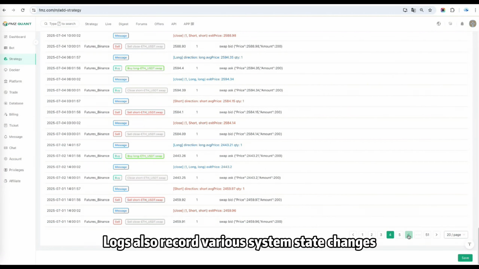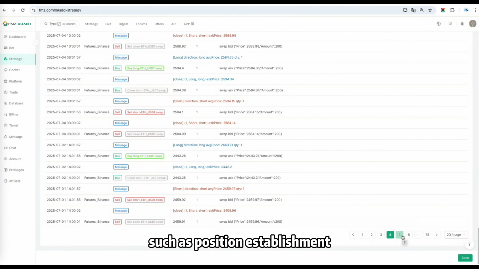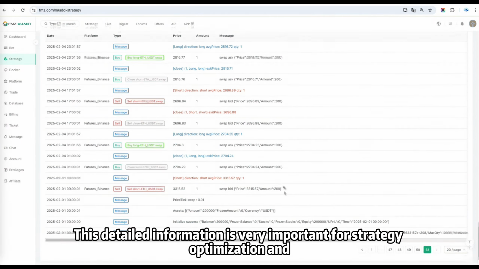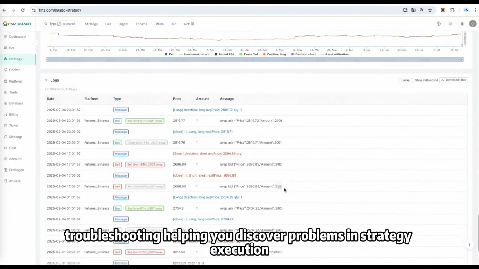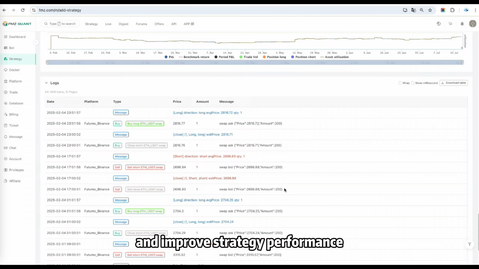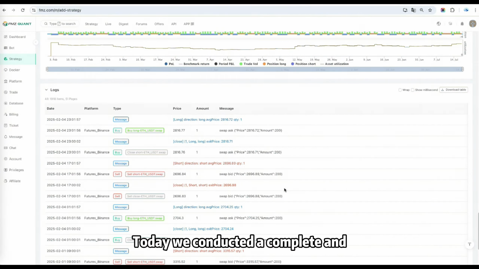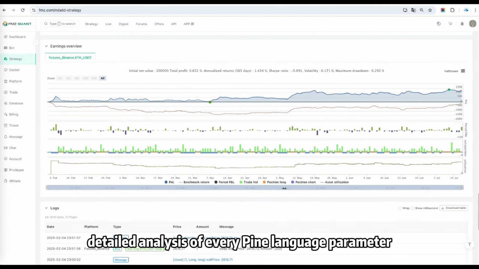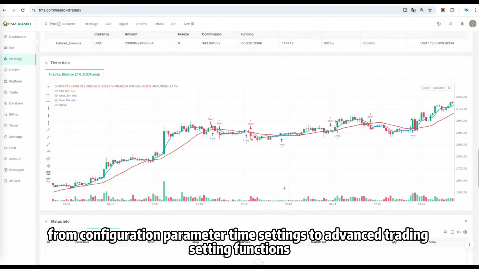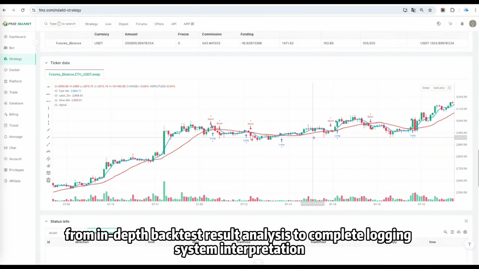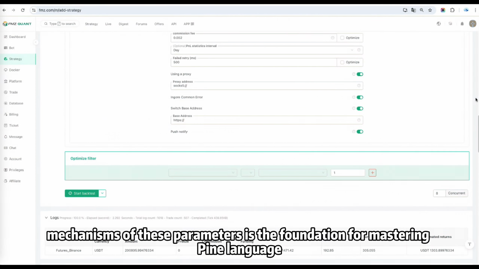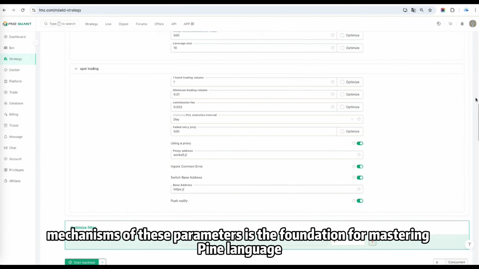Logs also record various system state changes, such as position establishment, position closure, error information, etc. This detailed information is very important for strategy optimization and troubleshooting, helping you discover problems in strategy execution, optimize trading logic, and improve strategy performance. Today we conducted a complete and detailed analysis of every Pine language parameter, from configuration parameter time settings to advanced trading setting functions, from in-depth backtest result analysis to complete logging system interpretation. Understanding the specific meaning and mechanisms of these parameters is the foundation for mastering Pine language.